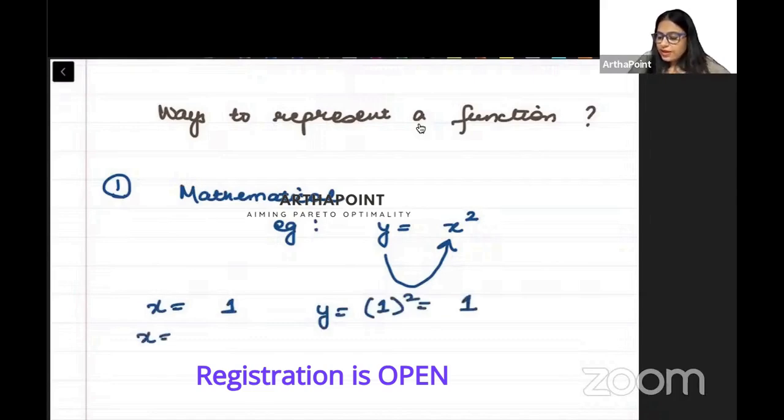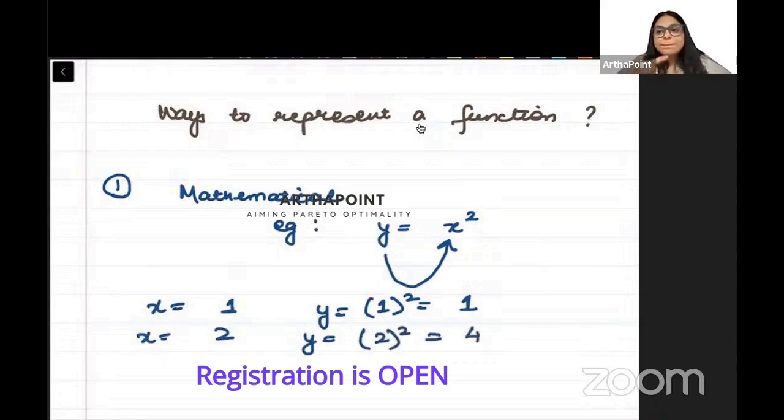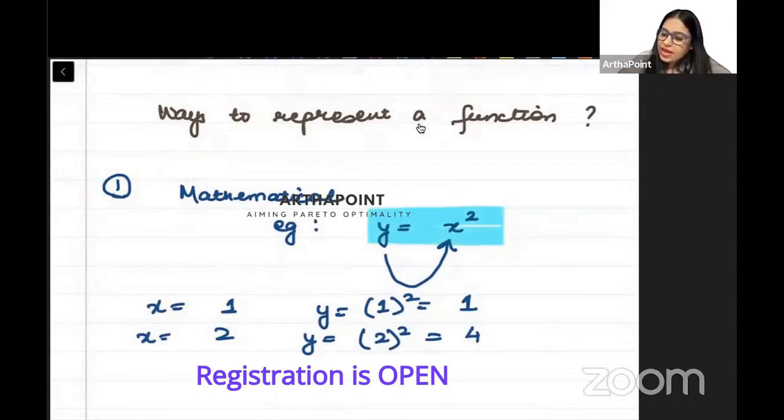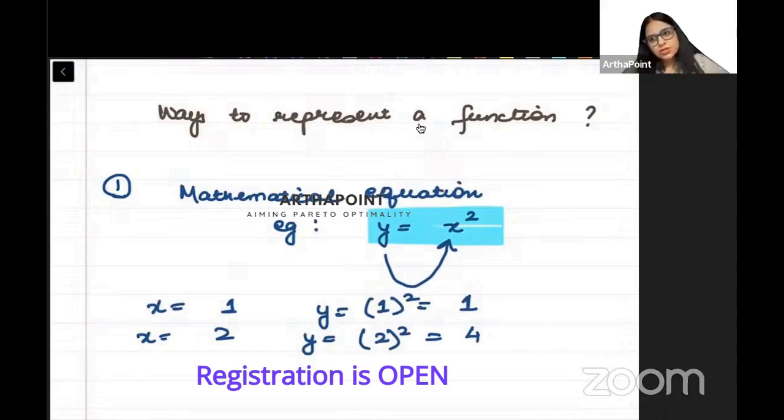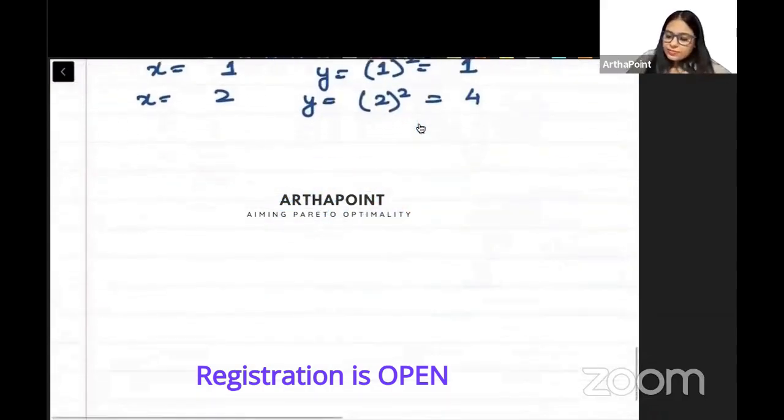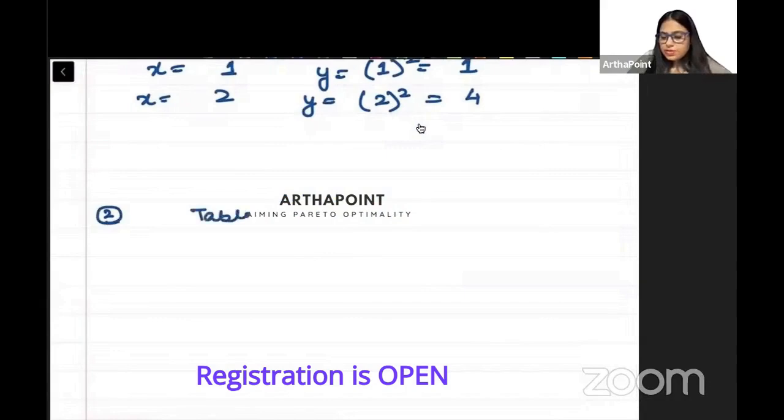You give another value of x, you will get another value of y. So y depends on the value of x. So I have represented it using a mathematical equation. मैंने इसको एक mathematical equation से represent कर दिया. That's the first way. The second way can be through a table.